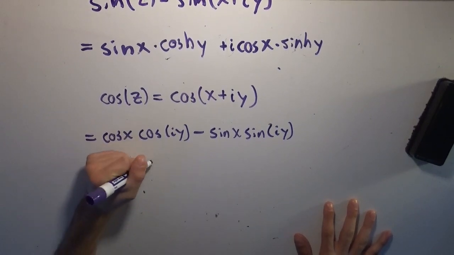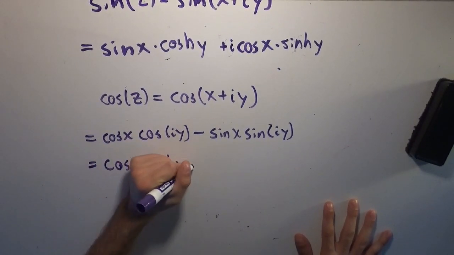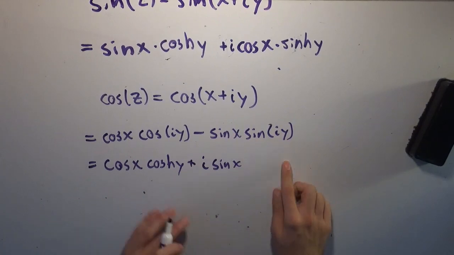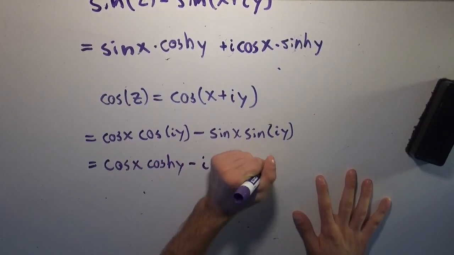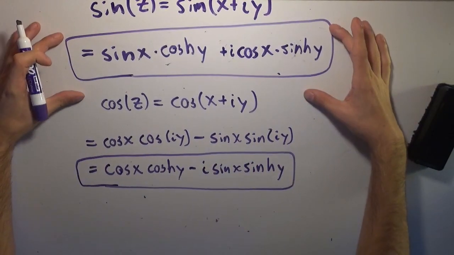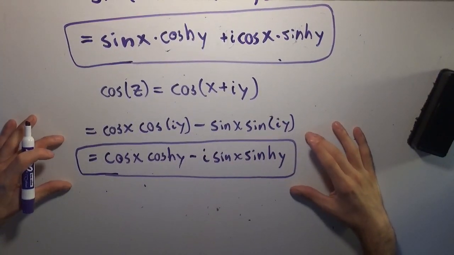The cosine of x times the hyperbolic cosine of y. This is equal to i times the hyperbolic sine of y, so we still just get minus i times the sine of x times the hyperbolic sine of y. This is sine of z and cosine of z, the complex valued versions of the functions.